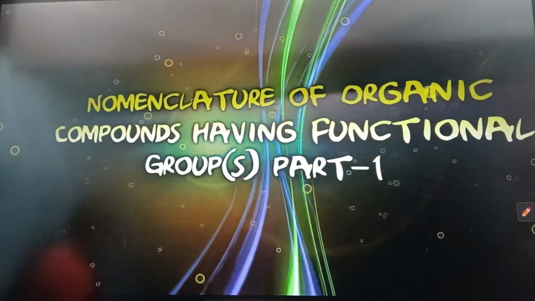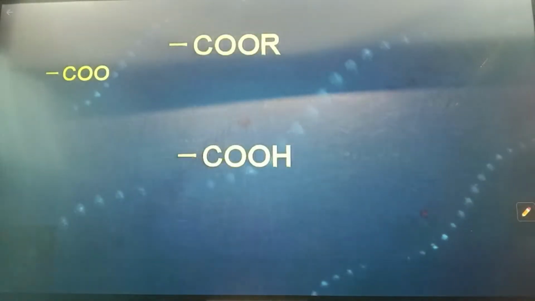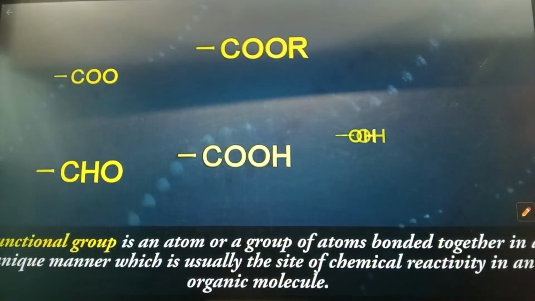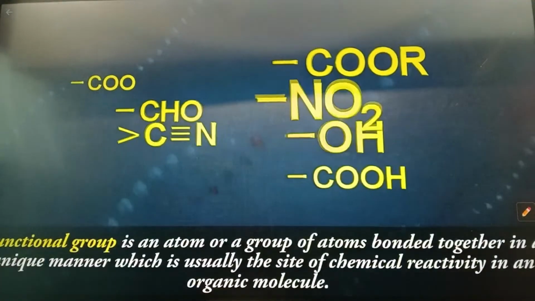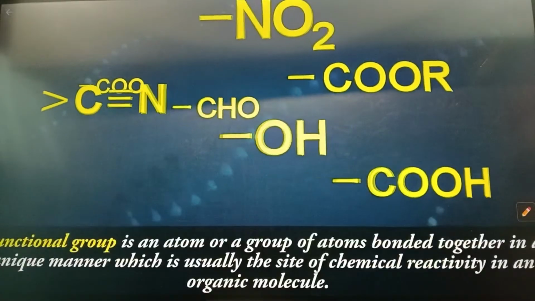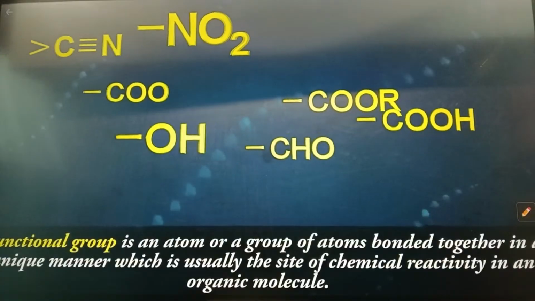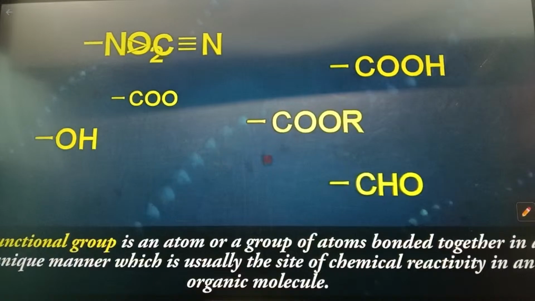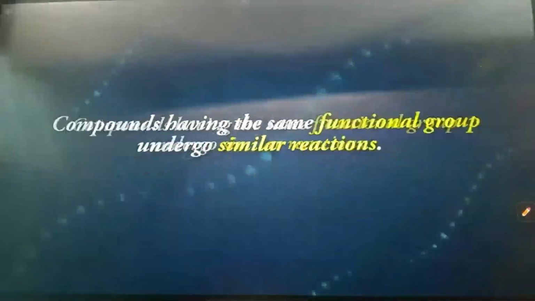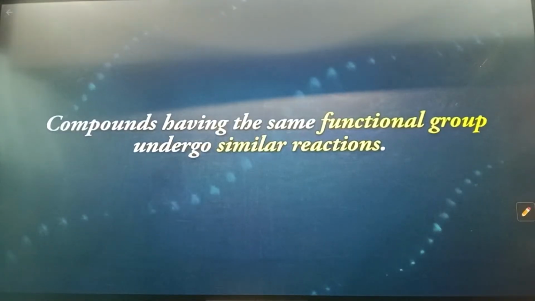Nomenclature of organic compounds having functional group. Part 1. A functional group, as defined earlier, is an atom or a group of atoms bonded together in a unique manner, which is usually the site of chemical reactivity in an organic molecule. Students, it is very important to note that compounds having the same functional group undergo similar reactions.